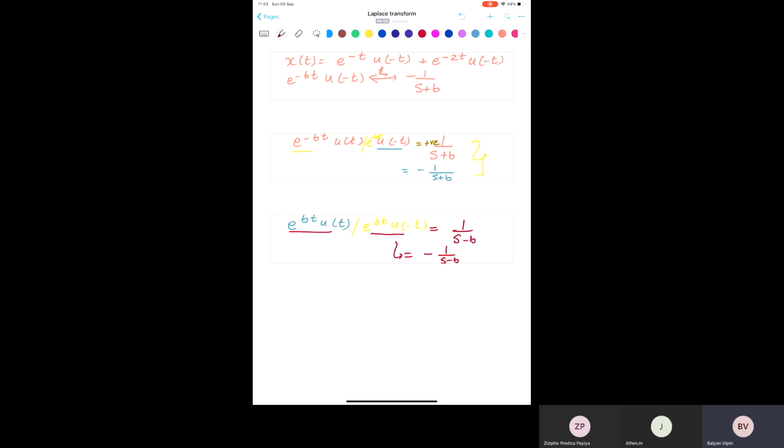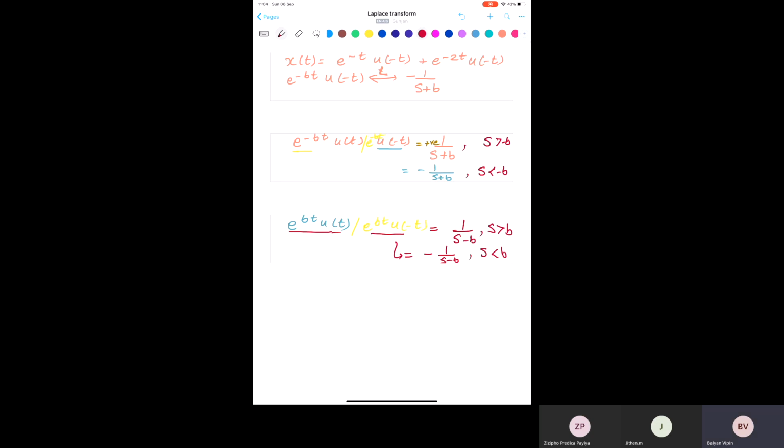Now what is left is your region of convergence. For this one, the region of convergence will be s less than minus b. And for this one, just reverse the order, so it will be plus. Again, whenever you have ut, it will be greater than b. For this one, just reverse the order. I think you will be able to remember the way I'm explaining it.